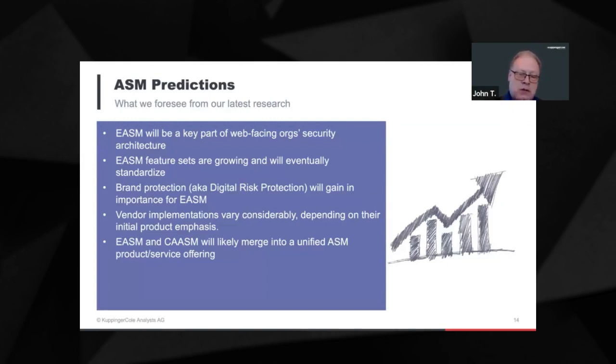Those feature sets are growing, and they'll standardize. Right now we see a lot of variation, and that really starts with where the vendor came from. If they're, let's say, really strong in asset management or configuration management database, then that's probably where they have the greatest strengths at the moment, and they're building out capabilities. But each one of the vendors started at a different place, and I think that's why you find different strengths in different products.